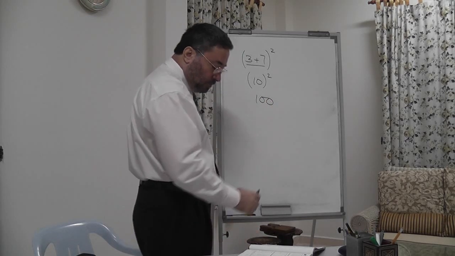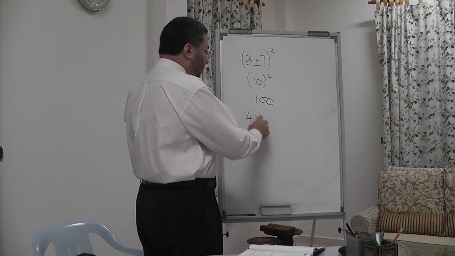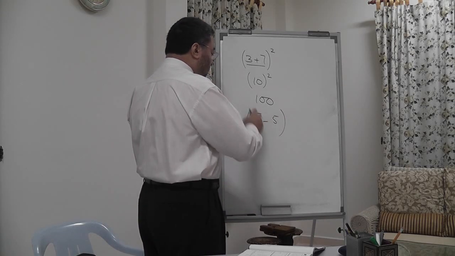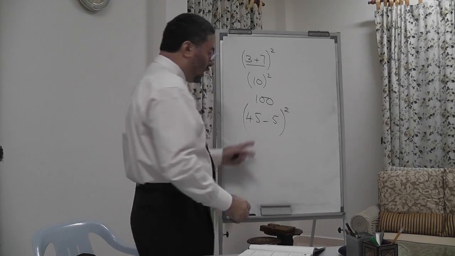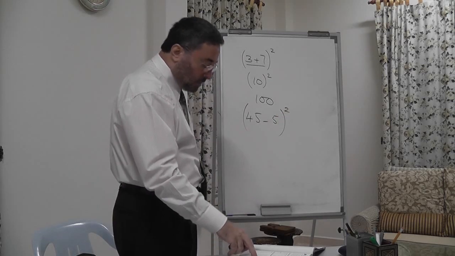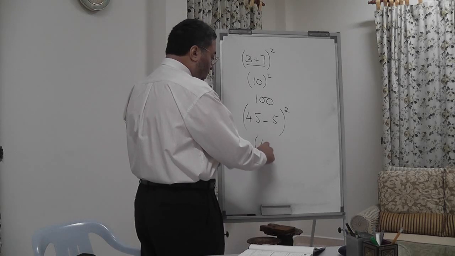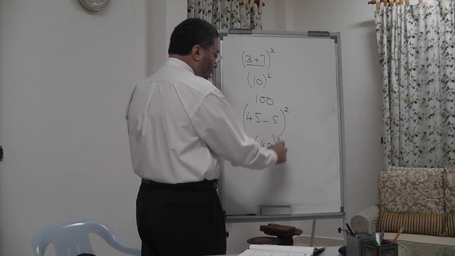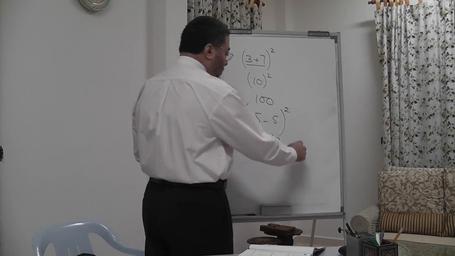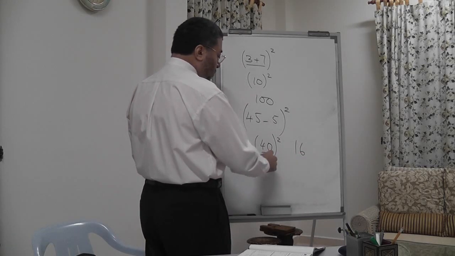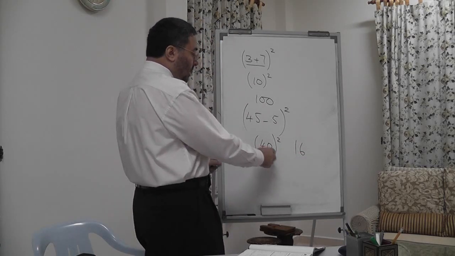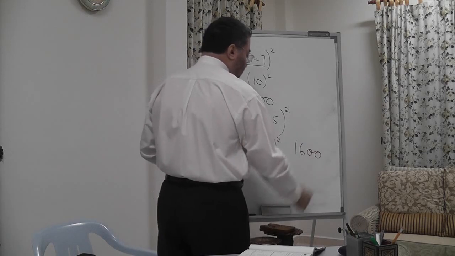Number 11, 45 minus 5 squared. Again, this amount is inside the parentheses, so we do it first, and that will be 40, and then we do the squaring. Now we square 40, and that will be 16, squaring 4 by itself, and then I can square the 10, and that's 100.